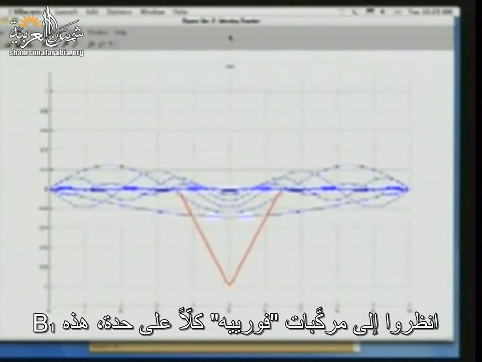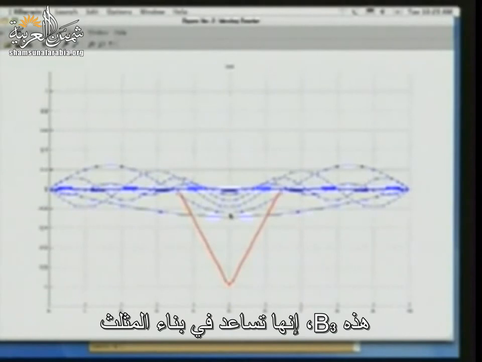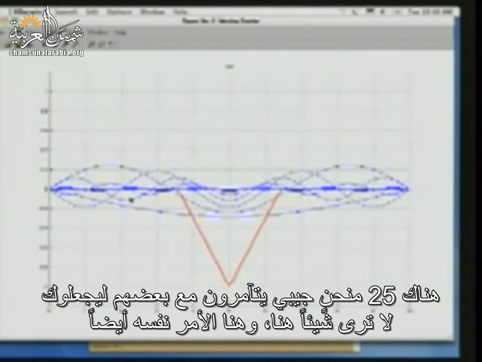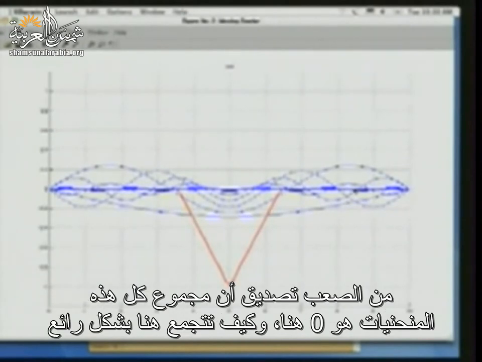Now look at the individual Fourier components. This is B1. This one is B3. You see, it helps building up that triangle. This is B5. It helps building up the triangle. This is B7. And this is B9. And here they all conspire. Amazing. There are 25 sinusoids that are conspiring there, and they show you nothing. And the same here. It's hard to believe that all these sinusoids can add up to 0 here, and how beautifully they connect here.